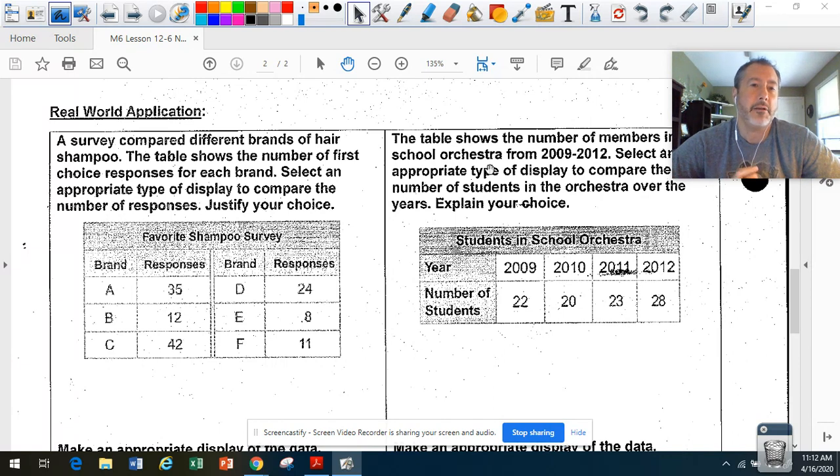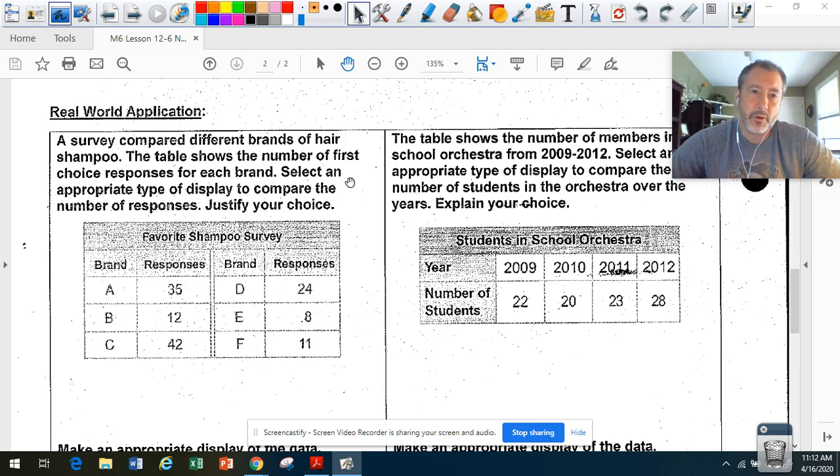It says a survey compared different brands of hair shampoo. The table shows the number of first choice responses for each brand. Select an appropriate type of display to compare the number of responses. Justify your choice. Okay, so if we were to look here, we say brand A had 35 responses, brand B had 12 responses, brand C 42, brand D was 24, brand E was 8, and brand F was 11.